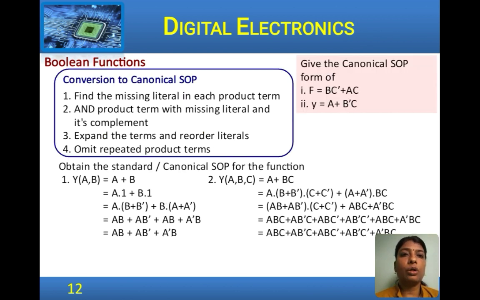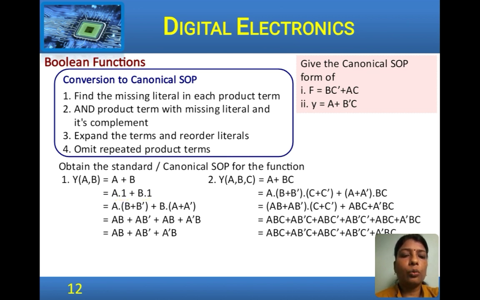We shall see how to convert a sum of products to the canonical sum of products. So before going by the rules, we will consider one of the examples. Here y of a, b is given as a + b. Notice there are 2 variables a and b, but the first term has only 1 variable a, b is missing, and the second term has only b, a is missing. So to get a minterm, that is the standard product term, we AND a with 1 and b with 1.